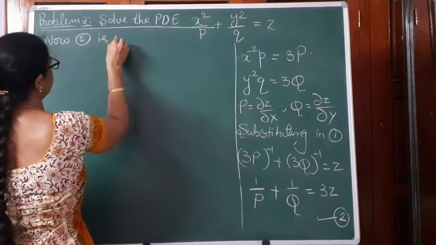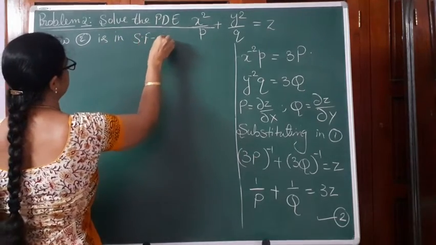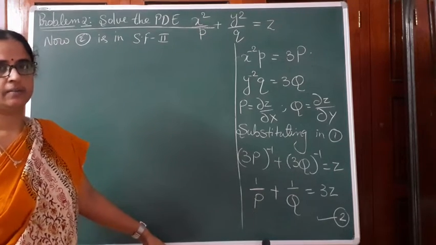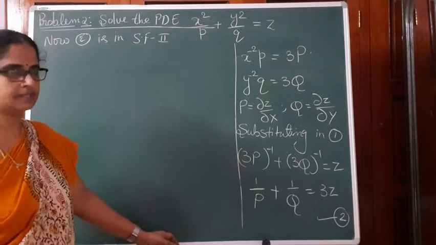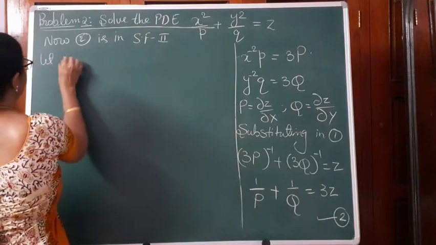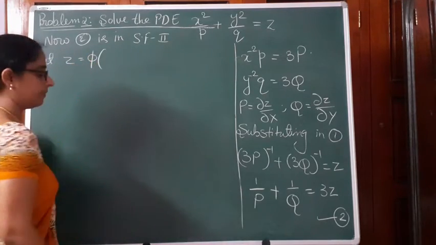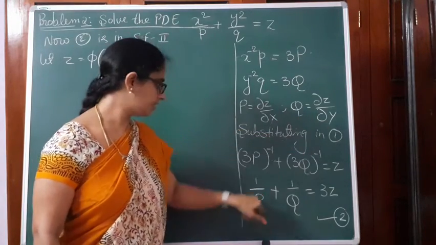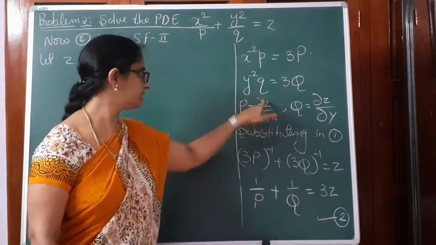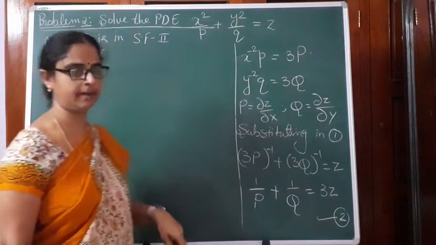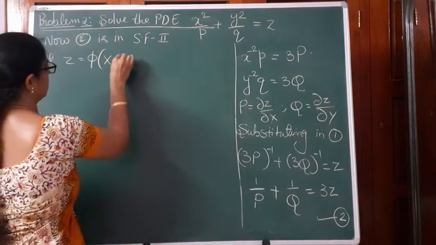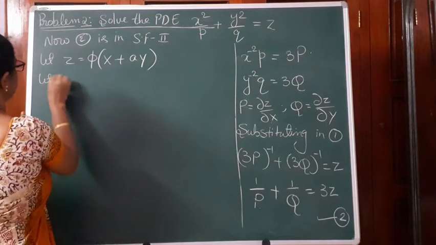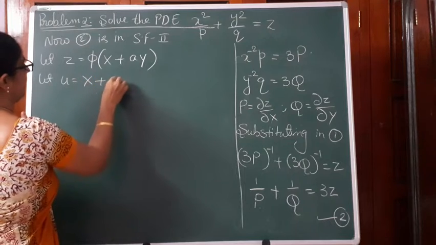Equation 2 is in standard form 2. So if it is in standard form 2, how do we get the solution? We assume the solution to be a function of x plus ay. So for that we take, let z is equal to phi of, remember here x must be capital X and y must be capital Y, because here it is capital P and capital Q, dou z by dou capital X, dou z by dou capital Y. So the solution must also be in capital X and capital Y. And now let u is equal to X plus aY.